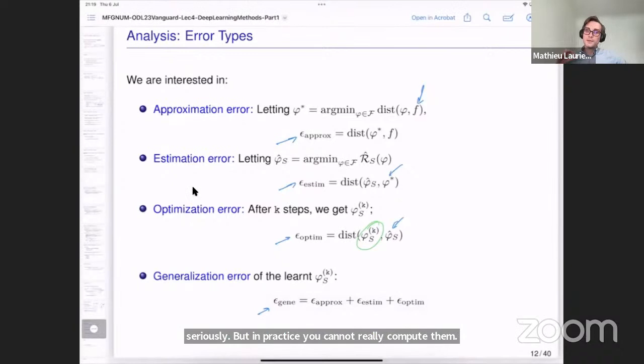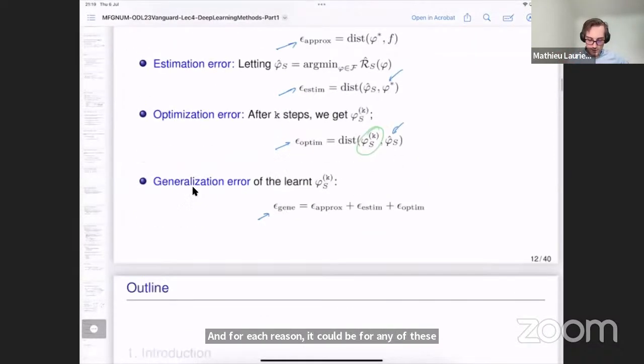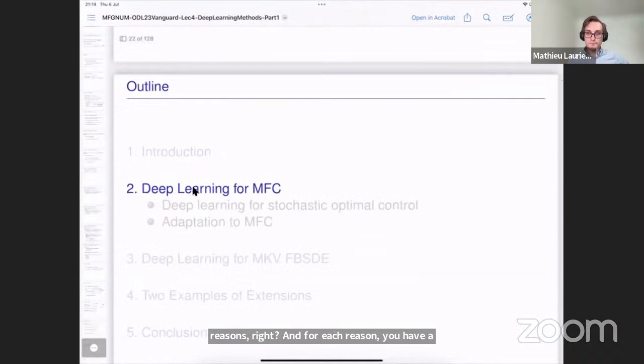Nevertheless, I think it's good to have these types of errors in mind because if you feel that your algorithm is not giving a good result, it could be for any of these reasons. And for each reason, you have a different cause and a different way to fix the issue. So I think it's helpful to have this in mind.